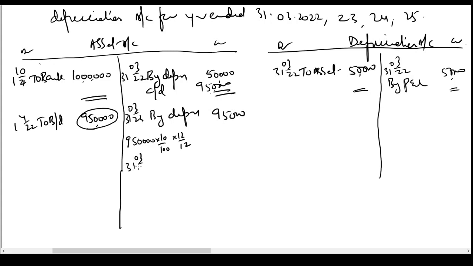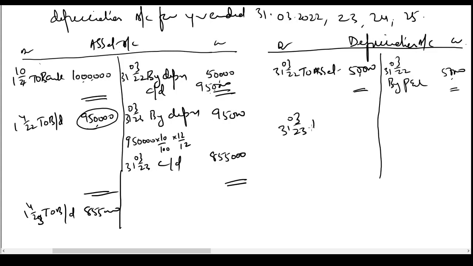So 31st March 23 carried down balance. What will be the balance now? To make both the sides equal, 9,50,000 minus 95,000. It will be 8,55,000. This will be the balance. 1st April 23, to balance brought down 8,55,000. 31st March 23, we'll write here to asset 95,000. 31st March 23, it will be transferred to P&L account. By P&L account 95,000.